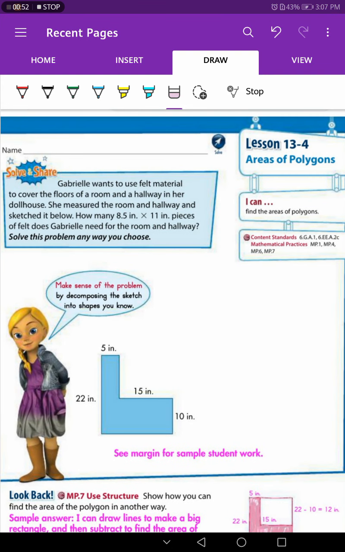And we have to find out how many of this piece can cover this polygon.